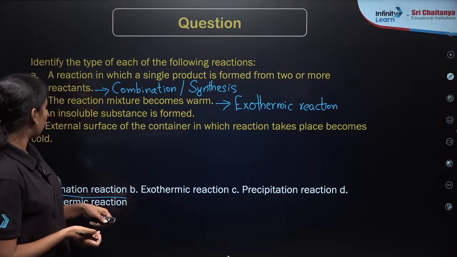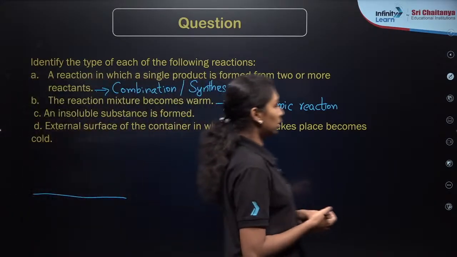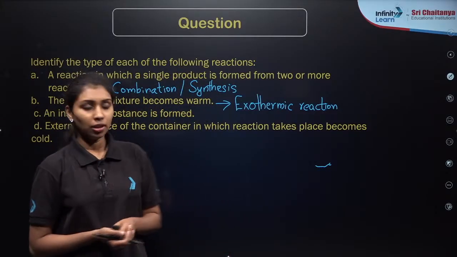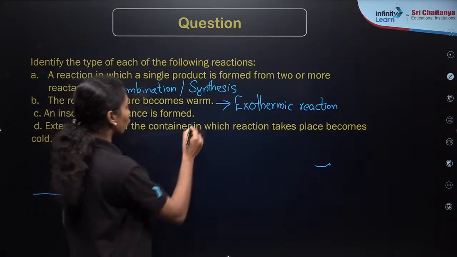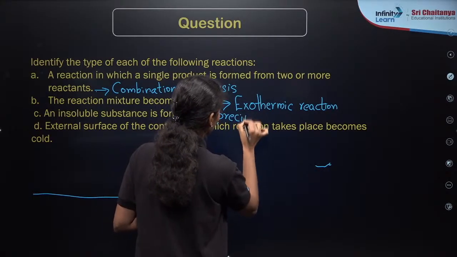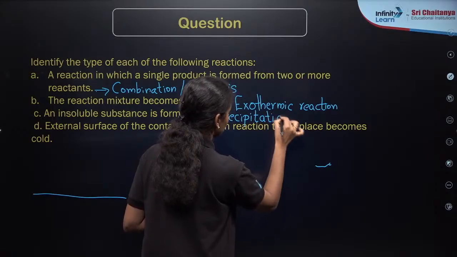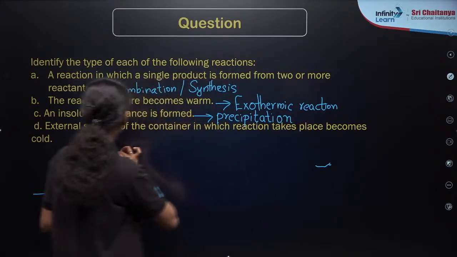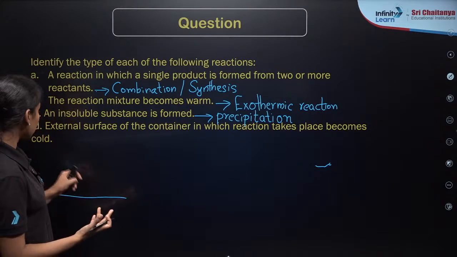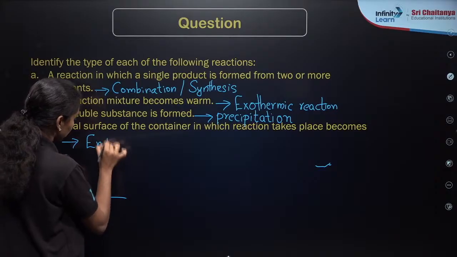What about the case of the third one? An insoluble substance is formed. Okay, insoluble substance means they are forming a precipitate, so this is known as the precipitation reaction, right? In most cases, these precipitation reactions are examples of double displacement reaction. Clear? Then what about the last case? The external surface of the container in which the reaction takes place becomes cold, which means heat is absorbed, so that will be an endothermic process.